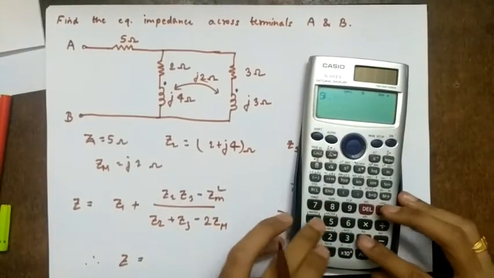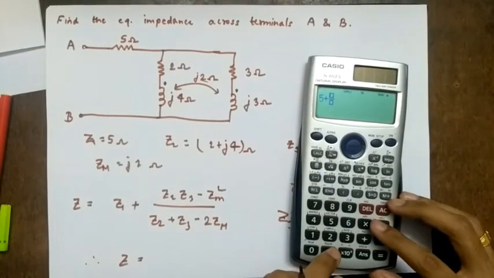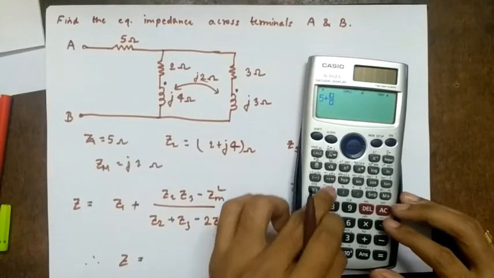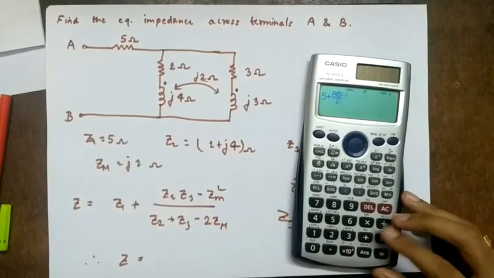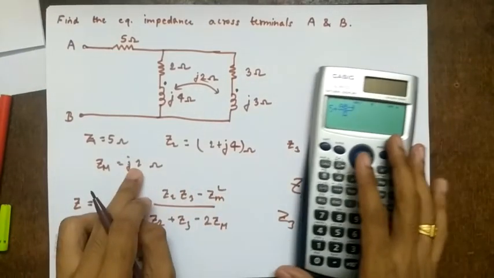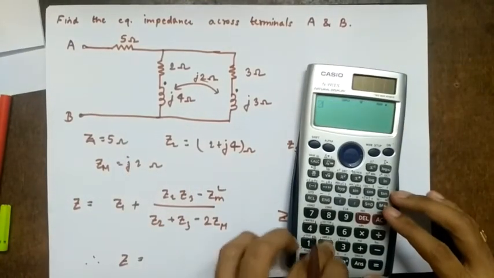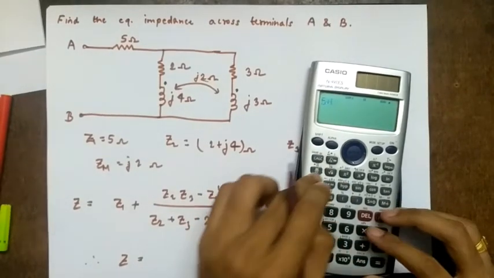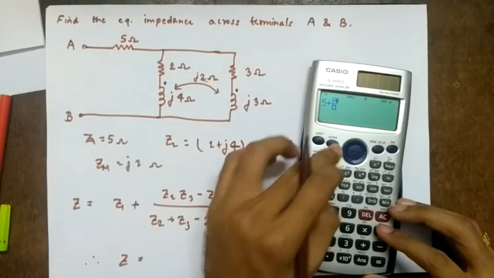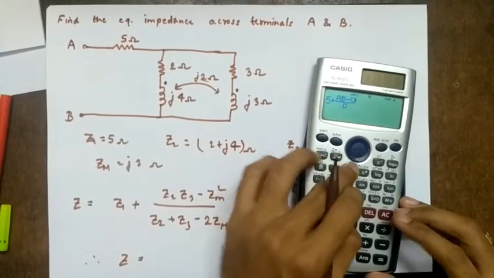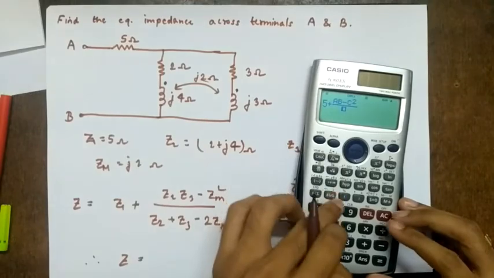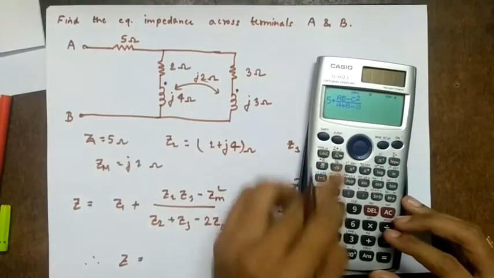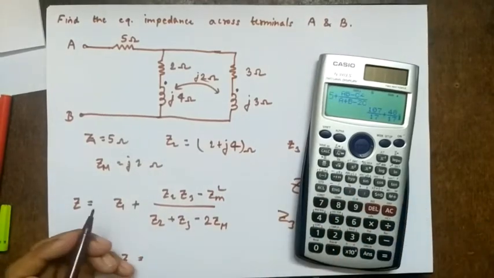Z1 is 5. So 5 plus a fraction: this is A into B, so AB minus Zm square. What is Zm square? 2i square. In fact you can store this also: 2i, shift RCL C. So 5 plus alpha A alpha B minus alpha C square, over alpha A plus alpha B minus 2 alpha C. You see it becomes so simple. So we have got the answer in a jiffy.